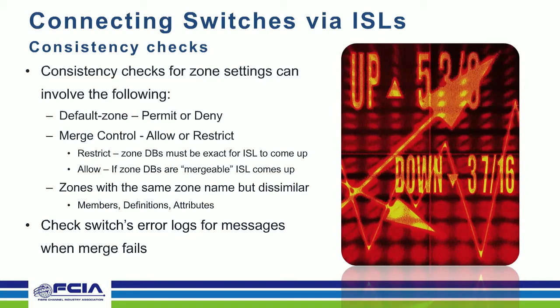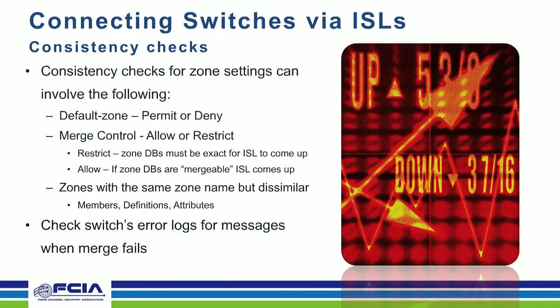So when you connect these two switches and the merge exchange happens, there are some consistency checks that are performed. These consistency checks for zoning can involve checks against the default zone, whether it's permit or deny mode, or merge control, allow or restrict mode. In restrict mode, zone databases must be exact for the ISL to come up. In allow mode, if zone databases are mergeable, then the ISL will be allowed to come up as well.